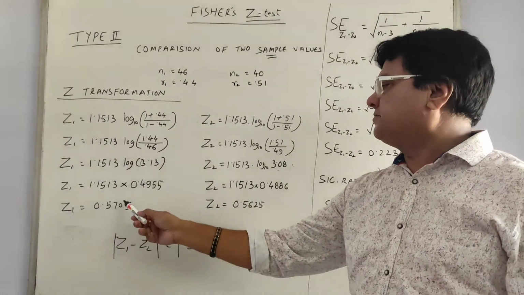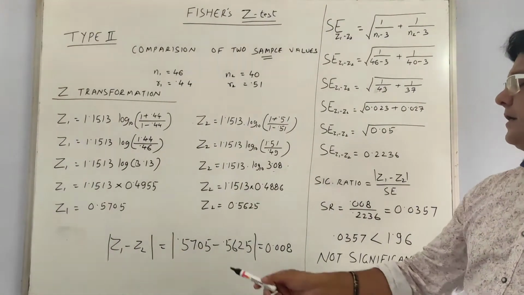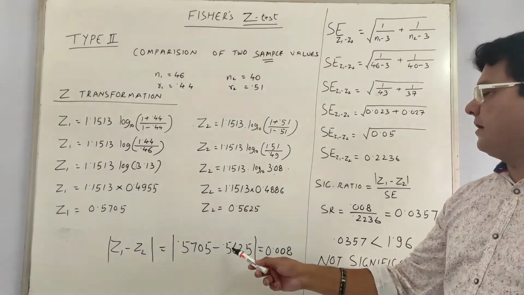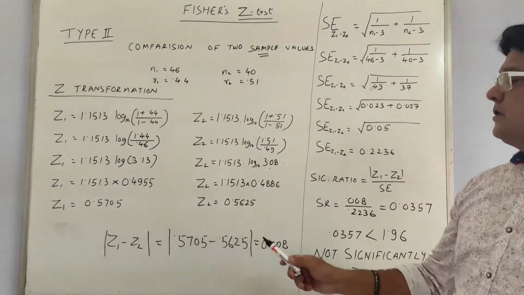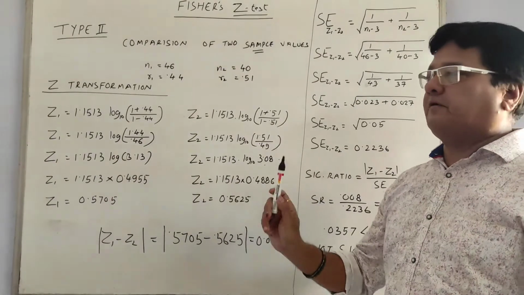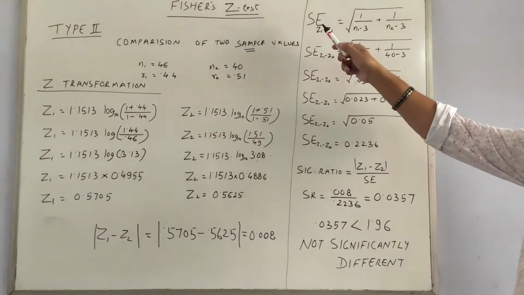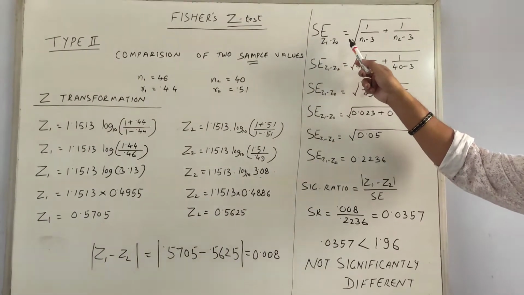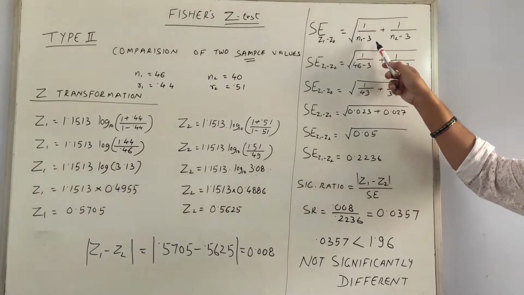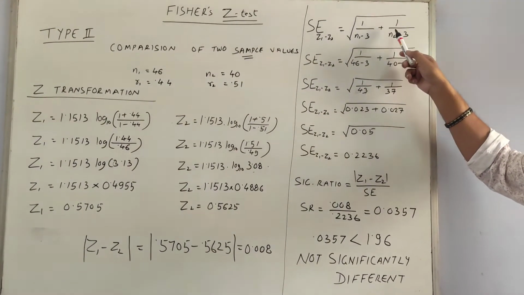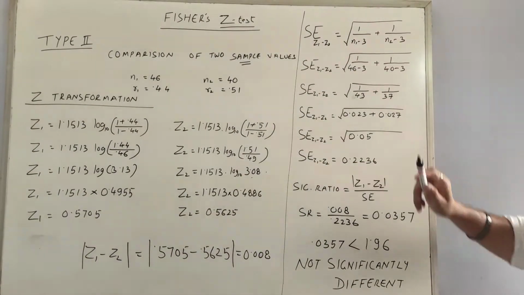Z1 is 0.5705. So we have to take the absolute value of Z1 minus Z2. 0.5705 minus 0.5625 is coming to 0.008. So this is information number 1 that we have got. Now information number 2 is the standard error. For the standard error of Z1 minus Z2, the formula will be the whole root of 1 divided by n1 minus 3 plus 1 divided by n2 minus 3, and both the things are under the root as I told you.